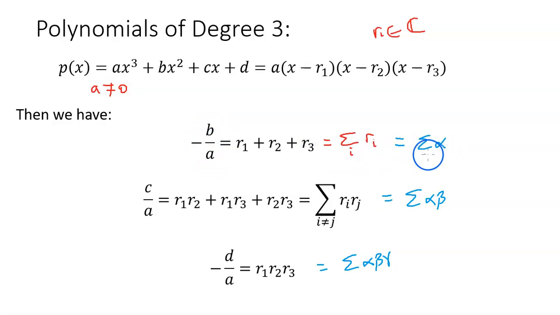C divided by a is positive, the sum of all pairs of the roots, each one only one time. So r1 r2, r1 r3, r2 r3, so only one time for each pair. So 3 choose 2 equals 3 combinations. And then negative d over a, all of them multiplied together. And in this case, since there's only 3 roots, there's only one combination where all of them can be multiplied together. So sum of single roots, sum of double, and sum of triple: negative, positive, negative. So should be nice and easy to remember.